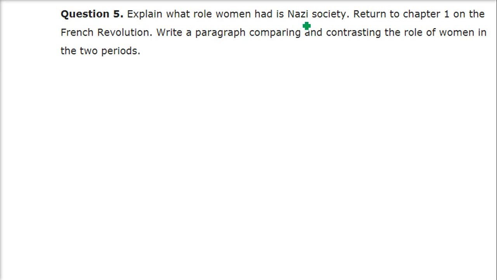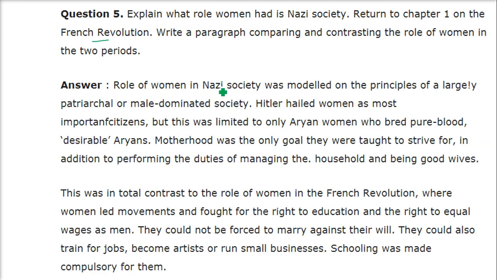Explain what role women had in this Nazi society. We need to return to, or know about, the French Revolution. What was the place of women there? Write a paragraph comparing and contrasting the role of women in the two periods. The role of women in Nazi society was modeled on the principle of a largely patriarchal, male-dominated society. Hitler hailed women as the most important citizens, but this was limited to only Aryan women who bred pure-blood, desirable Aryans. Motherhood was the only goal they were taught to strive for, in addition to managing the household and being good wives.